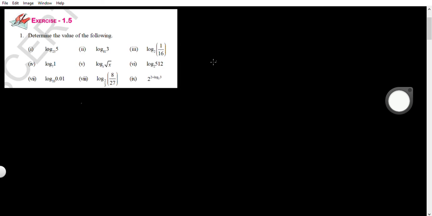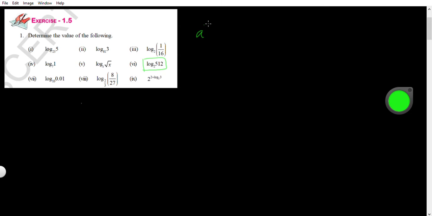Okay, everyone, we'll try this one with the help of the basic definition of logarithm. We know the basic definition, already explained in the previous class.